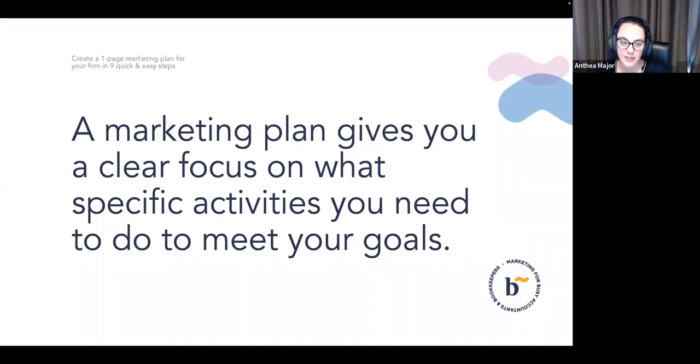Yeah. So that's probably the key benefit here for me, is that it actually kind of tells you what to do or helps you work out what to do.